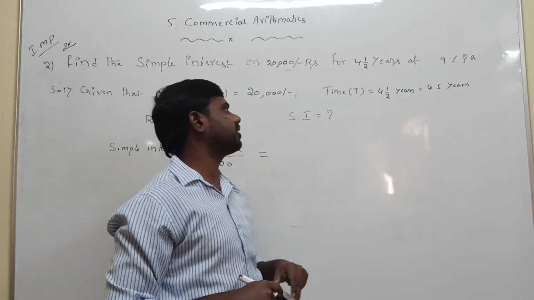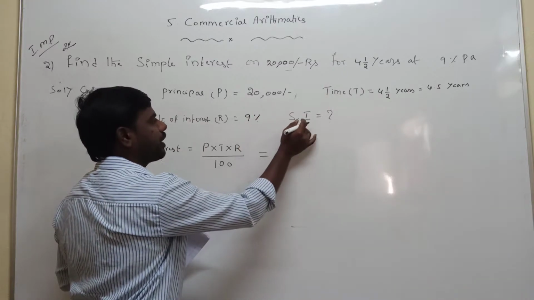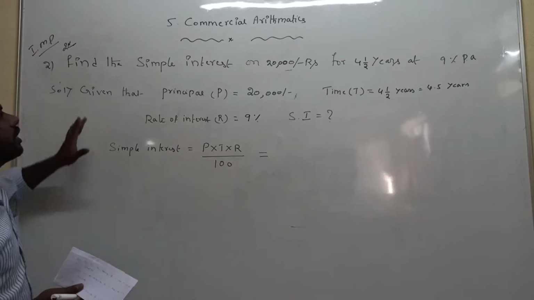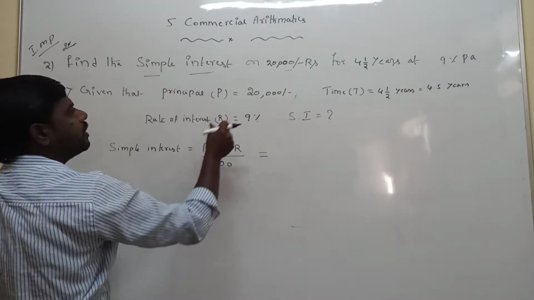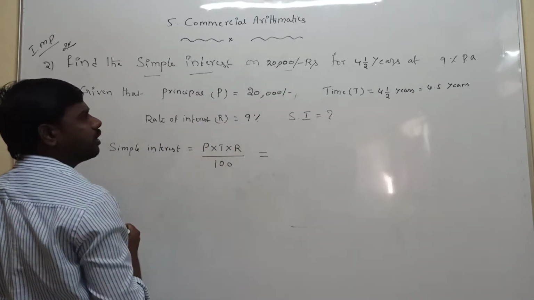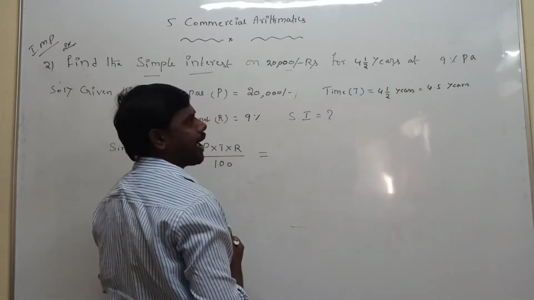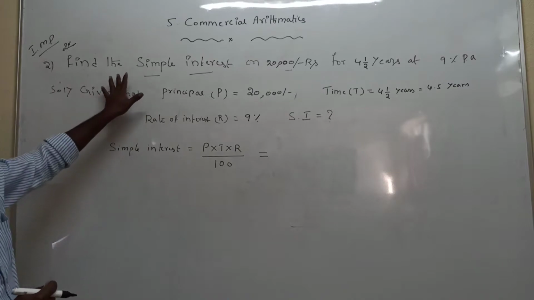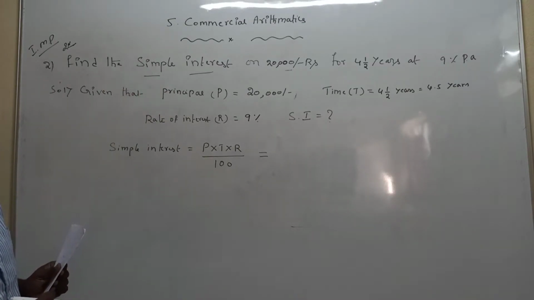So what is the rate of interest given? 9% per annum. We need to calculate simple interest. Read the question carefully. They are asking to calculate simple interest. The given principal amount is 20,000. The given time is 4.5 years. The rate of interest is 9%. We need to calculate simple interest. So now we are going to the solution.